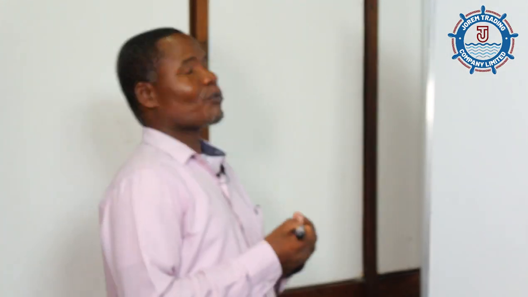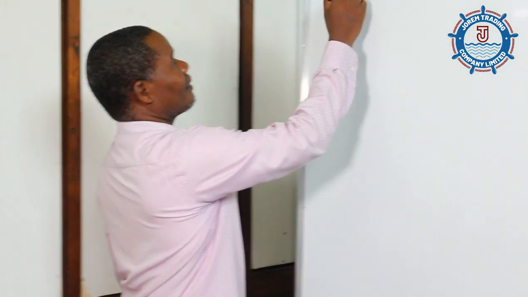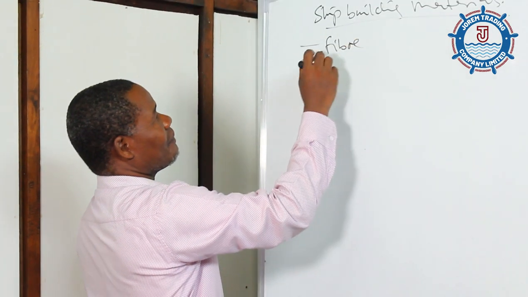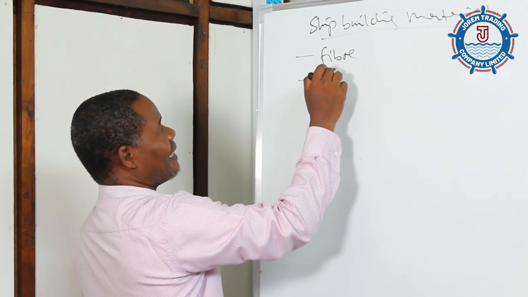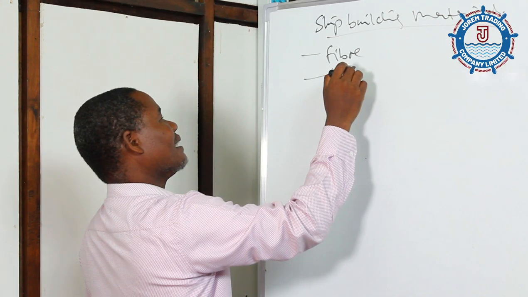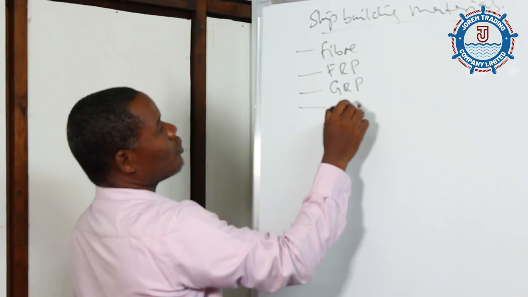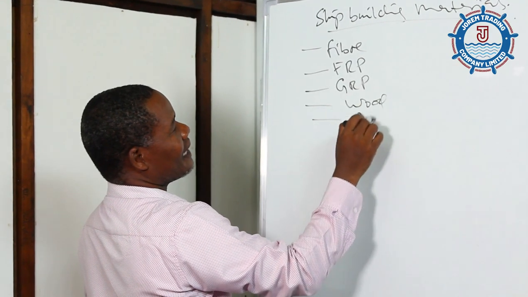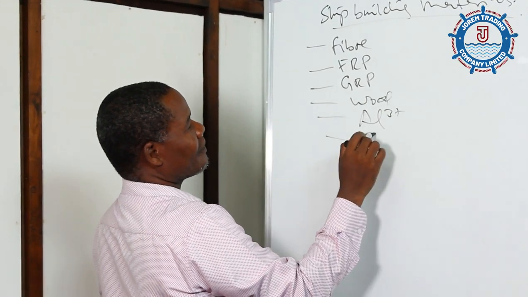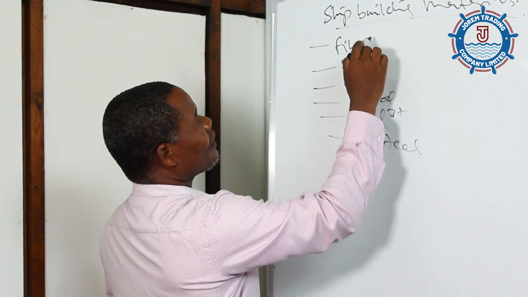Shipbuilding materials depend on what type of ship you want to construct. What type, size, and purpose of that vessel. Because we have fiber, of course, fiber. And we have fiber reinforced plastic. We have glass reinforced plastic. We have wood. We have aluminium. We have steel.